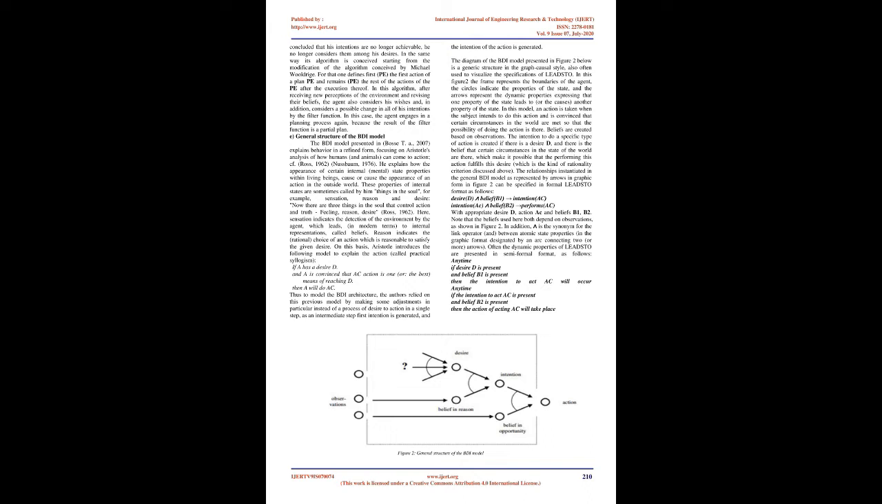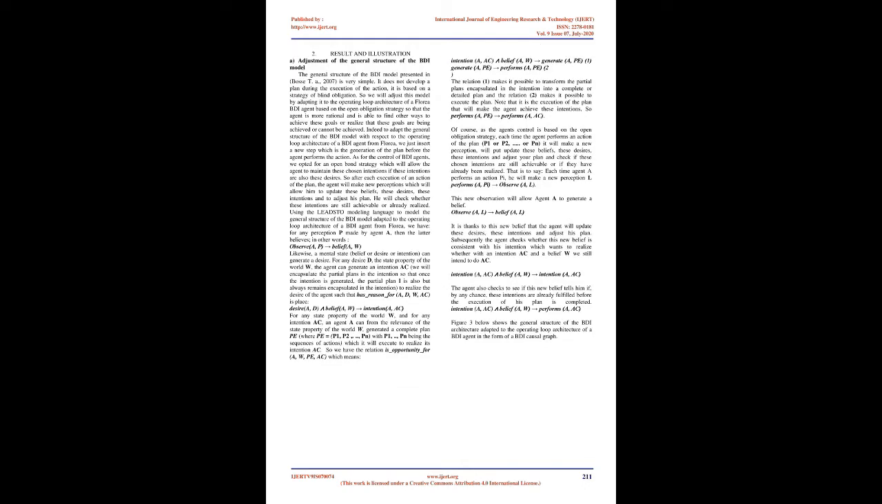General structure of the BDI model. The BDI model presented in 2007 explains behavior in a refined form, focusing on Aristotle's analysis of how humans and animals can come to action (cf. Ross, 1962; Nussbaum, 1976). He explains how the appearance of certain internal, mental state properties within living beings causes the appearance of an action in the outside world. These internal state properties are sometimes called by him things in the soul, for example, sensation, reason, and desire. Now there are three things in the soul that control action and truth: feeling, reason, desire.